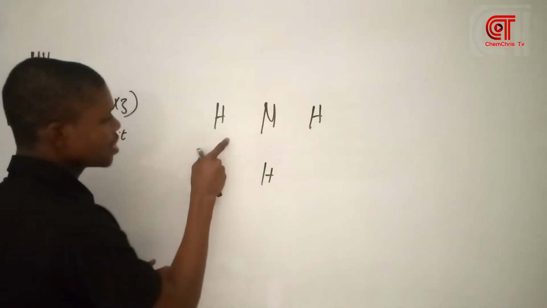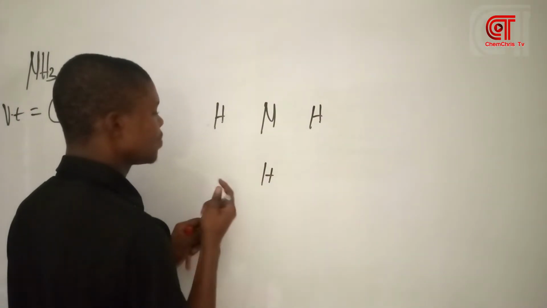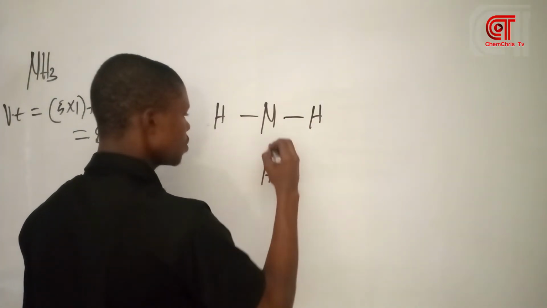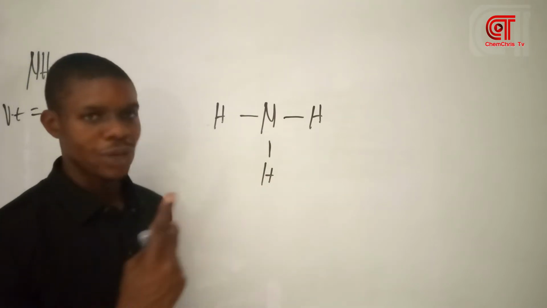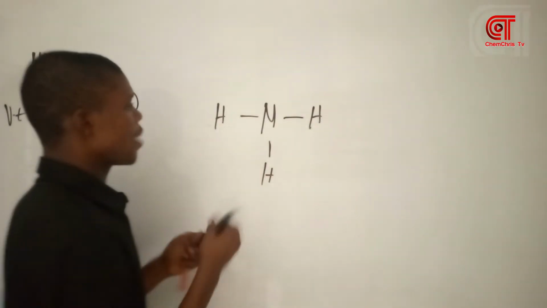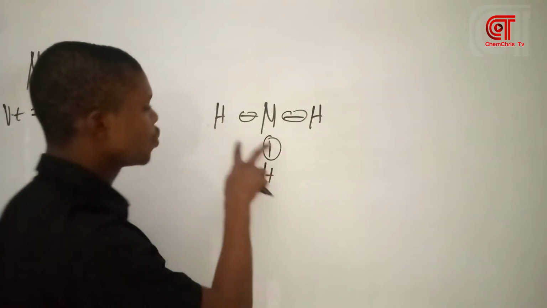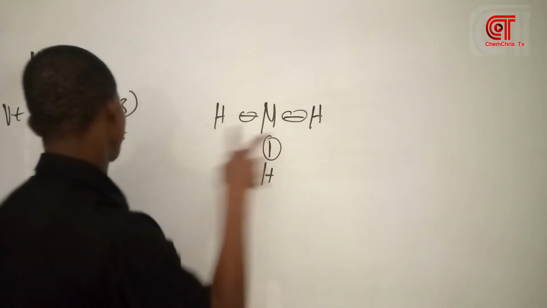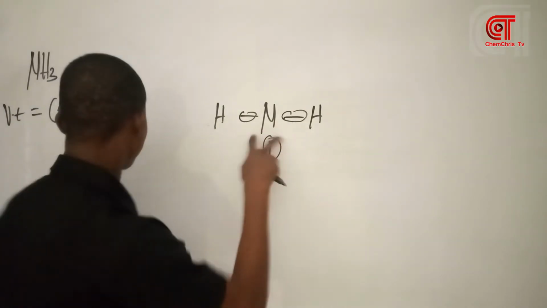Step 3 says you should connect each of them to the central atom with a single bond. Right? Now remember, each bond represents 2 electrons, right? So here we have 2 electrons, 2 electrons, 2 electrons. So I've used 6 electrons out of my 8 electrons, right?